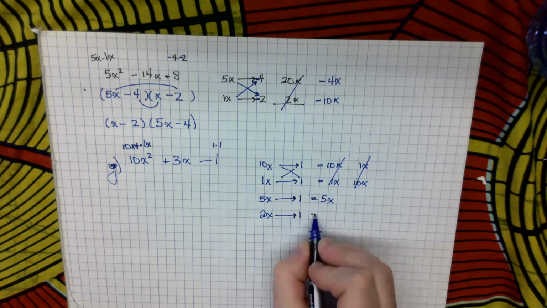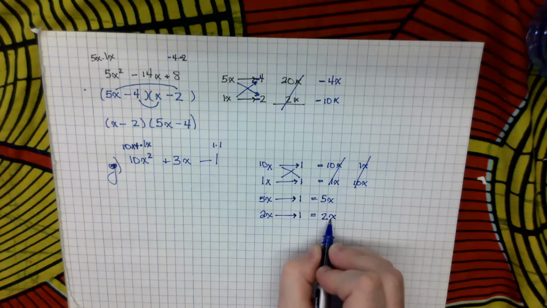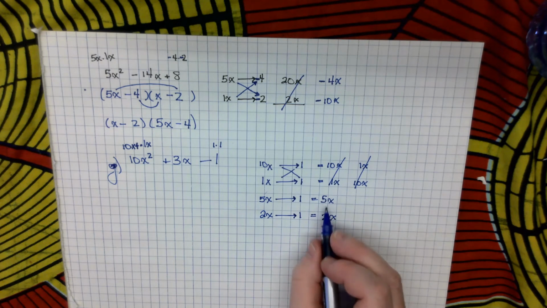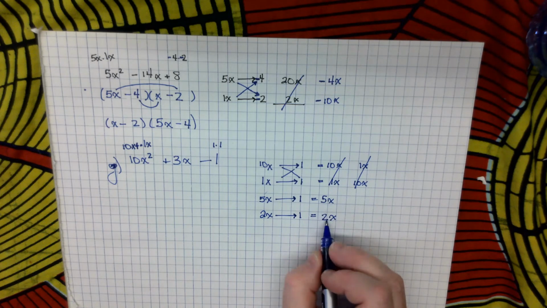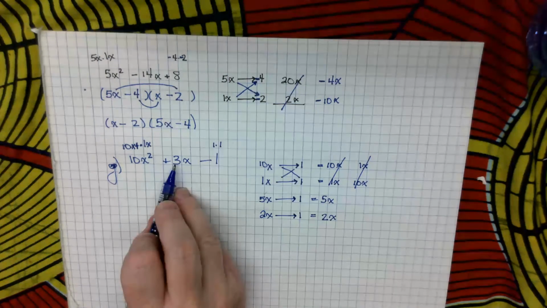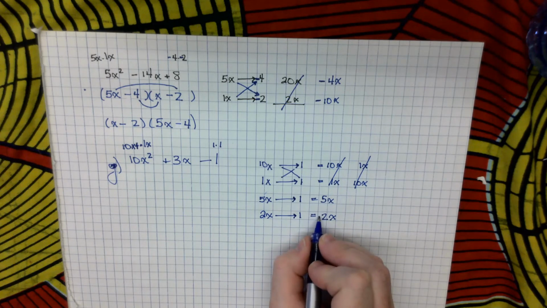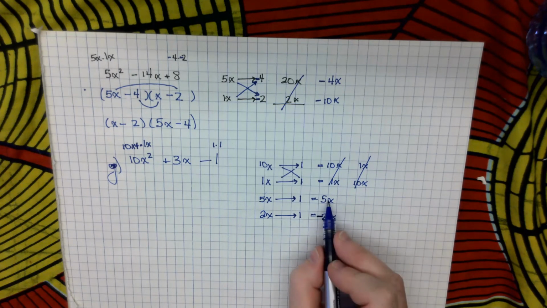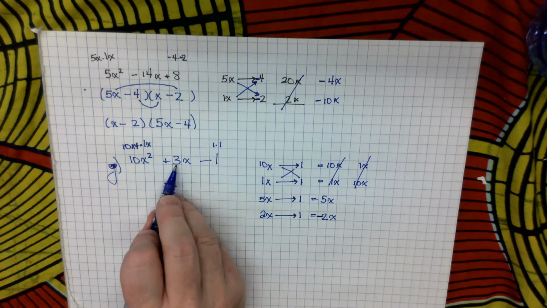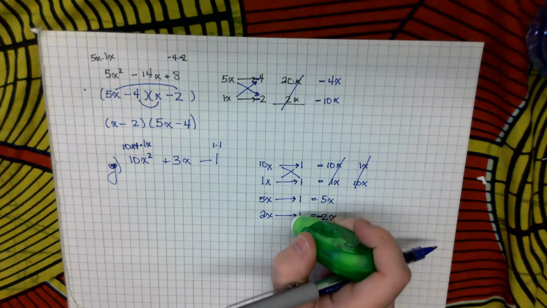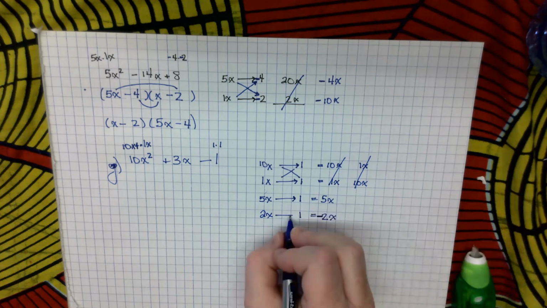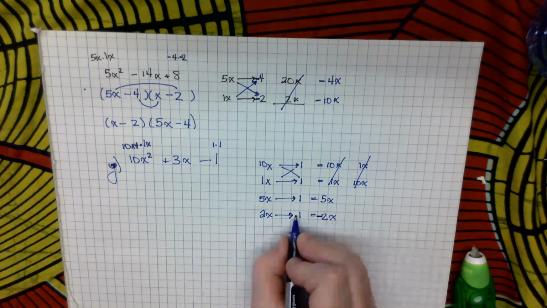2x times 1 is equal to 2x. 5x plus 2x is 7x. 5x minus 2x is 3x. And that's what I want. So that means if I make this one negative, 5x subtract 2x is 3x. I'm good. And so that means I want to make my 1 here negative.